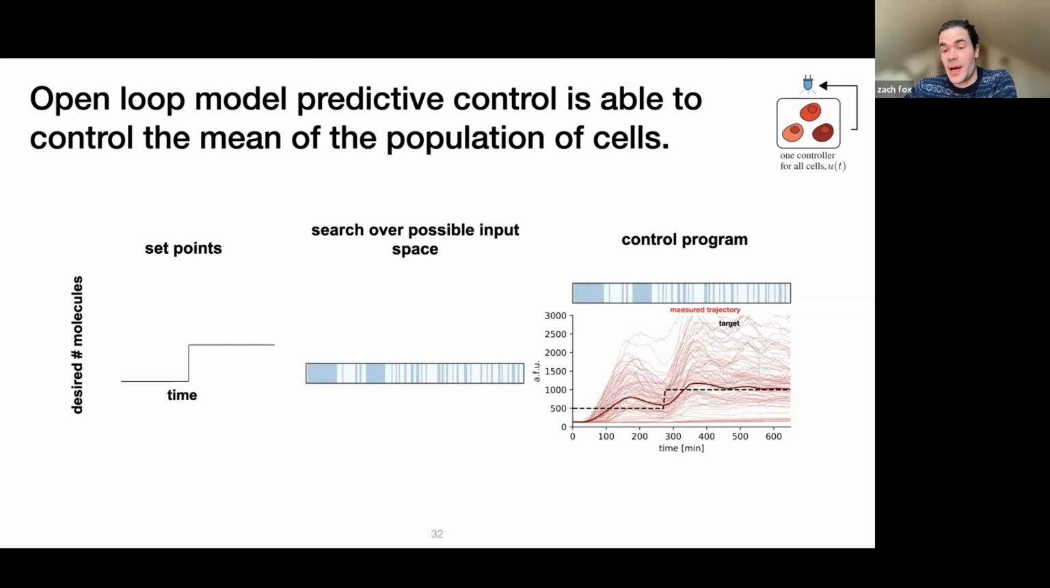So we see that the population mean tracks our target quite closely. Meanwhile, each individual trajectory is all over the place. And you can see there are lots of offsets there. So the population level control is kind of doing what we would expect. It is creating a mean signal which matches to some degree the desired target, but the single cell variability is super high from cell to cell.